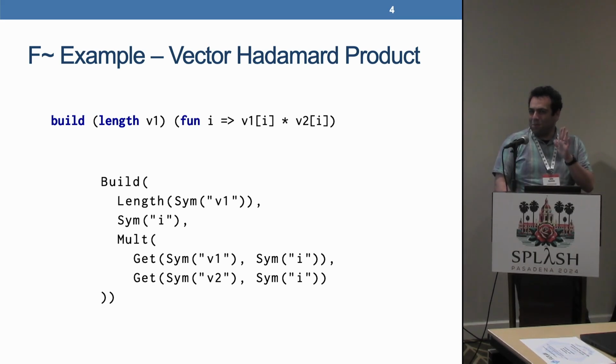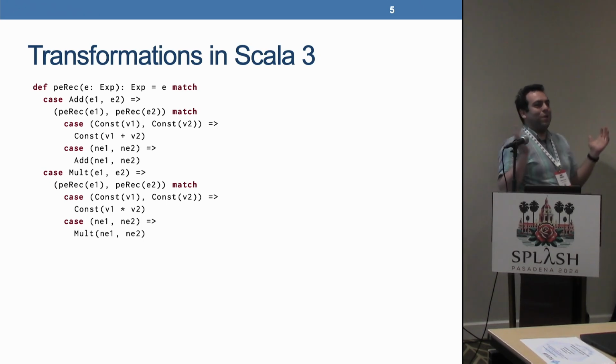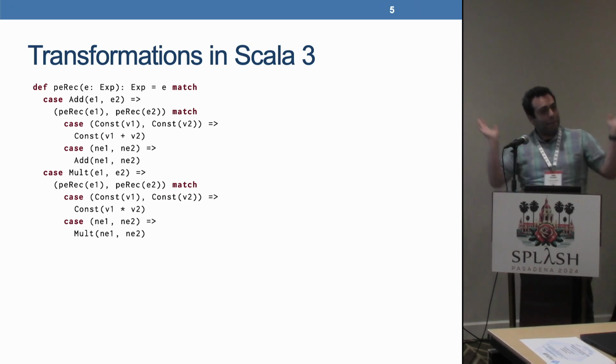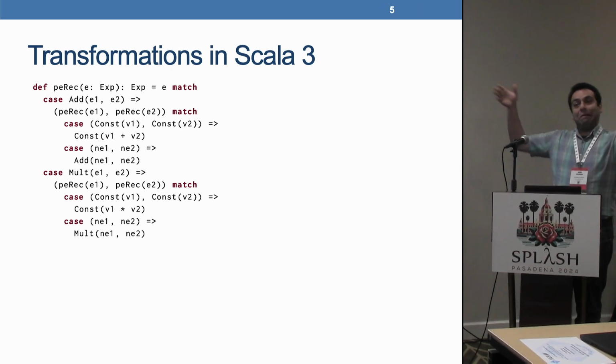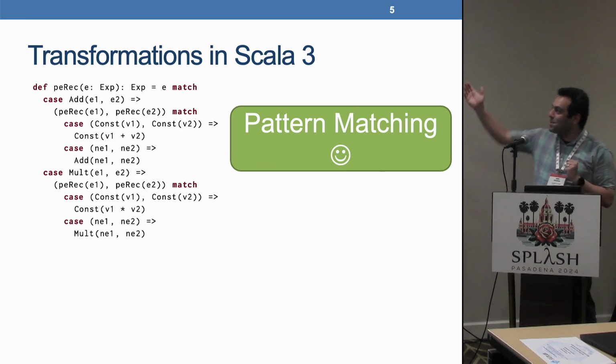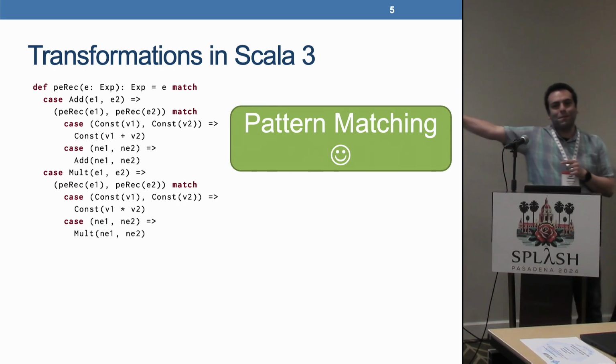But I promised to build a compiler, which means that we want to write a transformation now. This is how we build a partial evaluator for a program in Scala. You can see that we have a function called PE-rec, which stands for partial evaluation in a recursive way. And you can see that we have used pattern matching. It's very cool, yeah? Except there is some part of the program that I didn't show you.